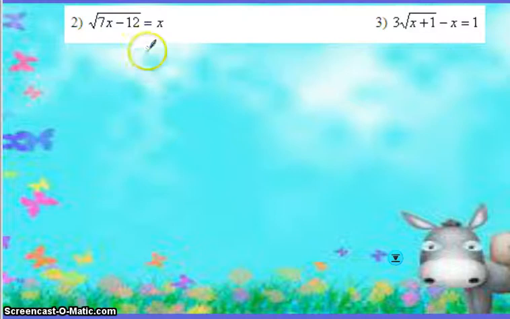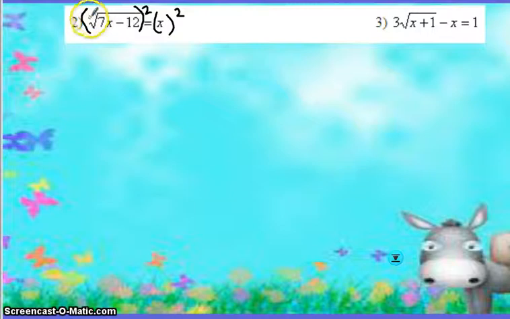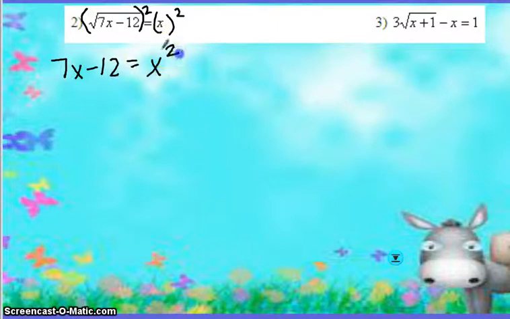For the second example here, we have the radical already isolated. So once you have the radical isolated, you're going to raise each side to the power of the index. So again, we have a square root, so we're going to raise each side to the second power. Square cancels a square root, and you're left with your 7x minus 12. On the right-hand side, x squared would be x squared.